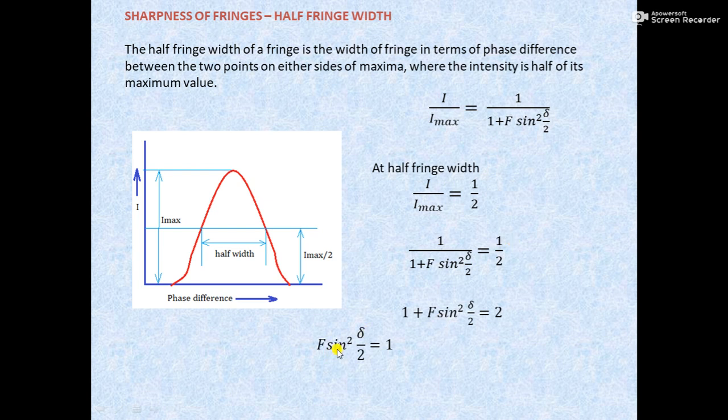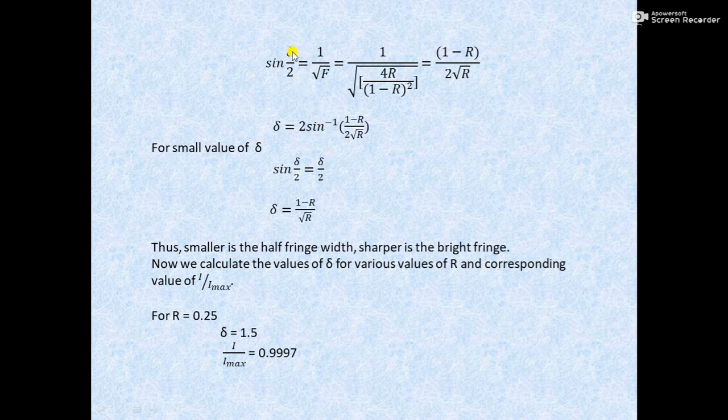So, we get F sin²(δ/2) = 1. So, sin(δ/2) = 1/√F, that is, sin(δ/2) = (1 − r)/(2√r). Thus, the phase difference δ = 2 sin⁻¹[(1 − r)/(2√r)]. For a small value of δ, we can write sin(δ/2) = δ/2. So, the phase difference δ comes to (1 − r)/√r.